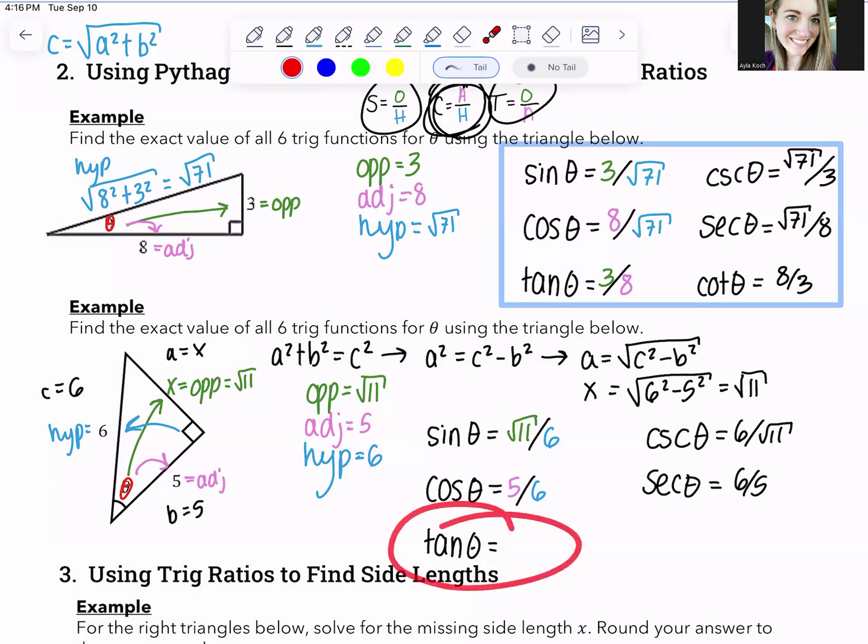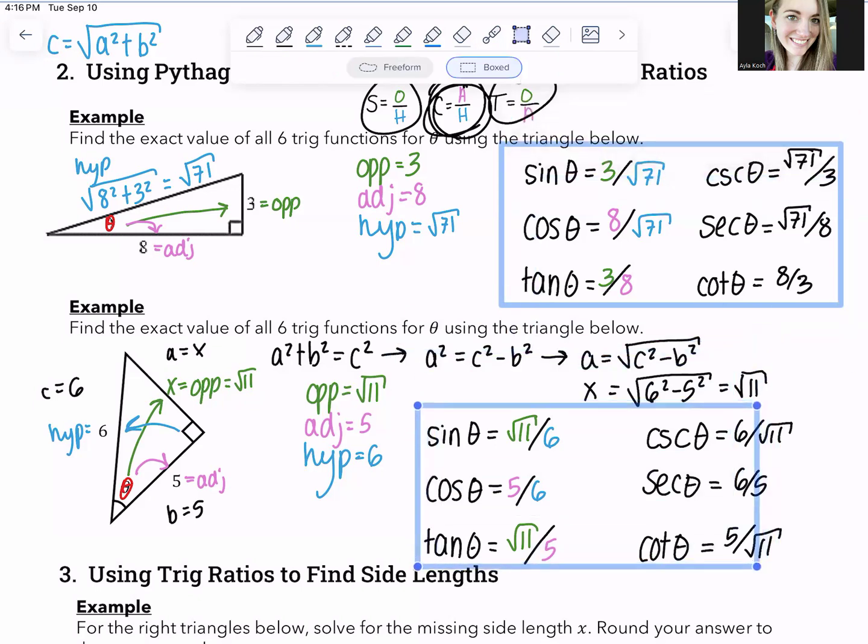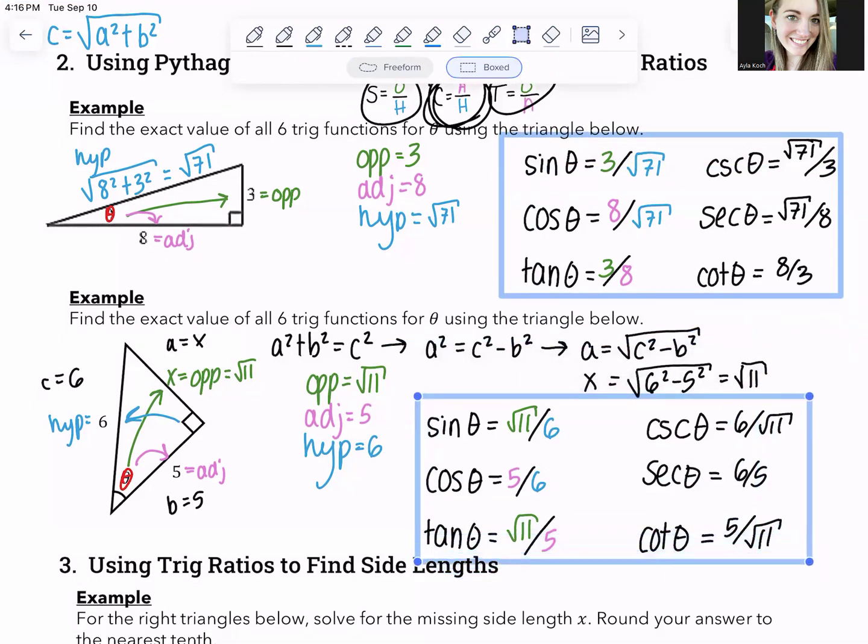All right, tangent, opposite over adjacent. So we have square root of 11 as the opposite side. Adjacent is 5. Tangent's soulmate is cotangent. So cotangent of angle theta, the reciprocal, is 5 over square root 11. And that's that. Really, it's not any different than the problems we did in the previous video. It's just that you have to solve for a missing side length using the Pythagorean theorem.